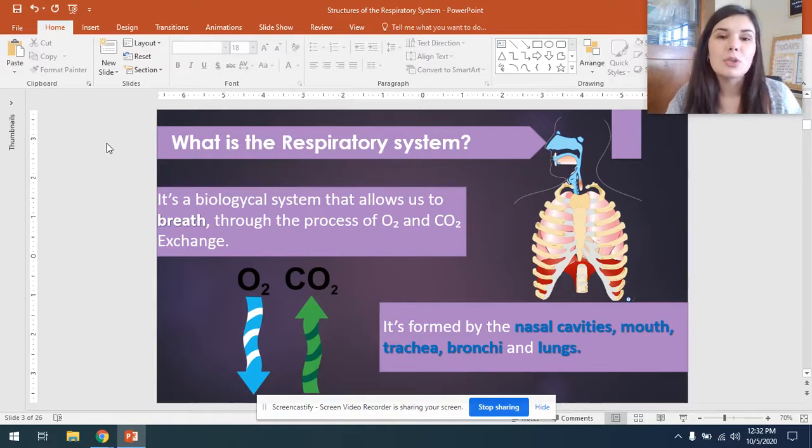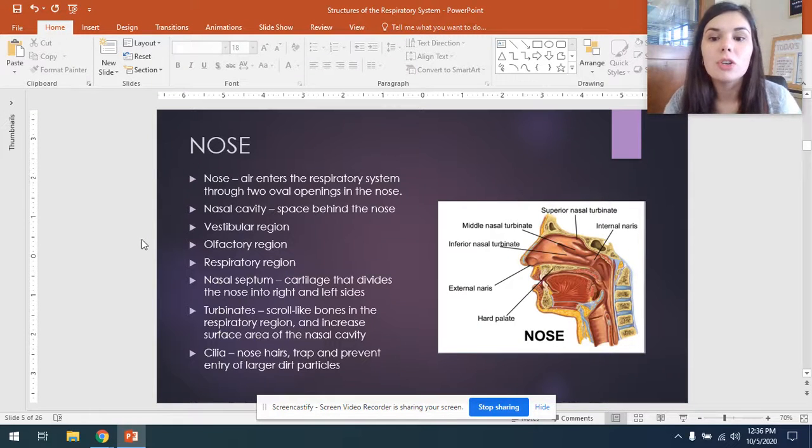So what is the respiratory system? The respiratory system is a biological system that allows us to breathe through the process of oxygen and carbon dioxide exchange. So basically, we breathe in oxygen and we let out carbon dioxide. It is formed by a lot of different structures such as the nasal cavities, the mouth, the trachea, the bronchi, and the lung. The first structure we're going to be talking about is the nose.